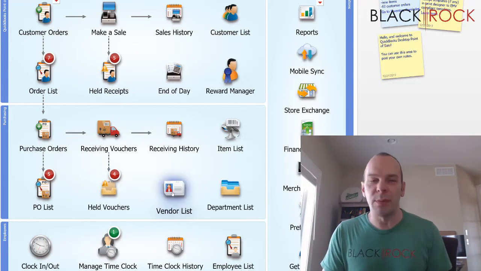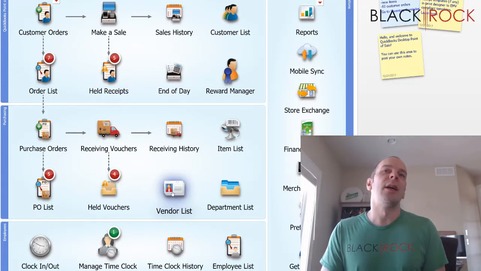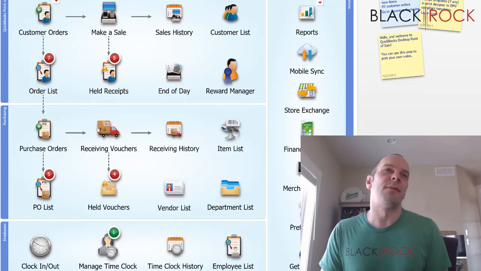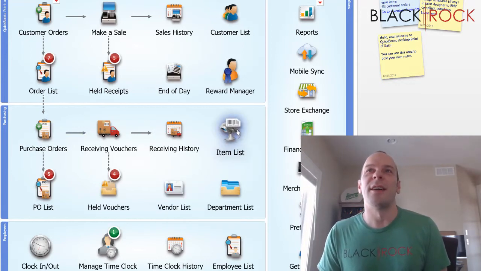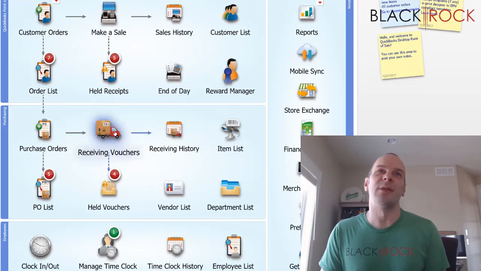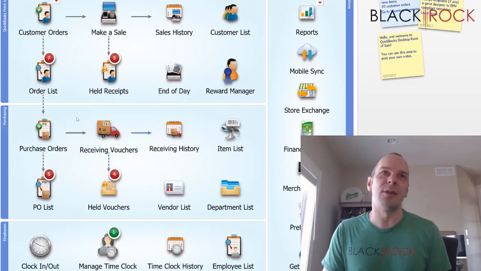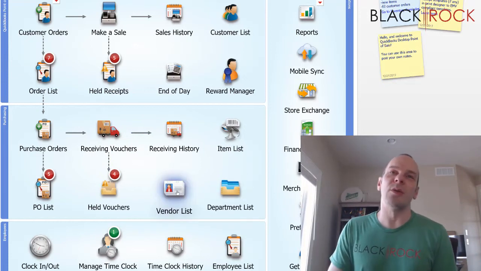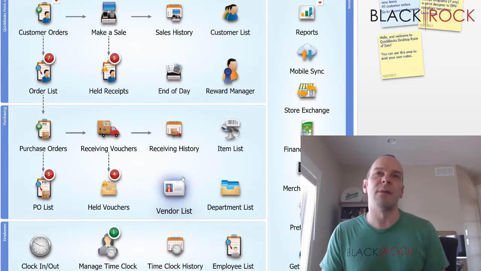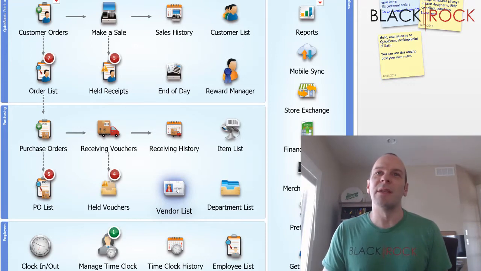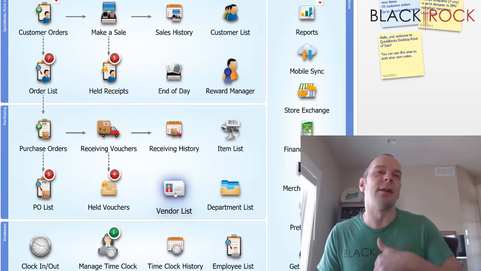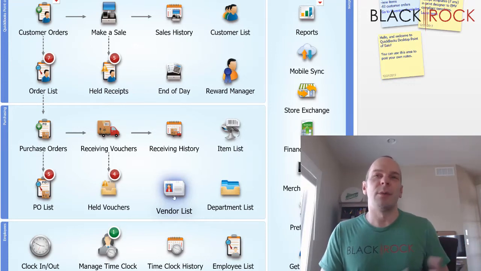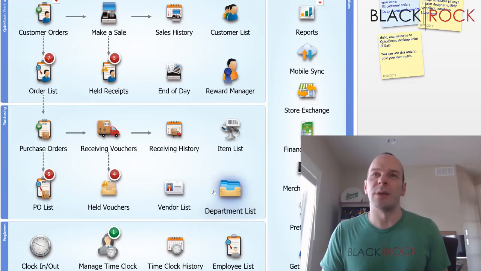Vendor list, these are the people that you're ordering products from, and that kind of intertwines into most everything here. Like items have a vendor, receiving vouchers are from a vendor, you know, you're receiving from a vendor. So vendor list are the people that you order from, and you can keep all of their various means of communication in here, their email and their phone number and all of their info, their address or whatever.